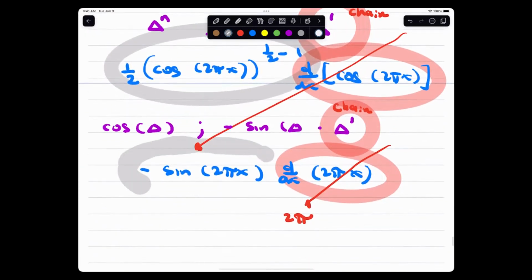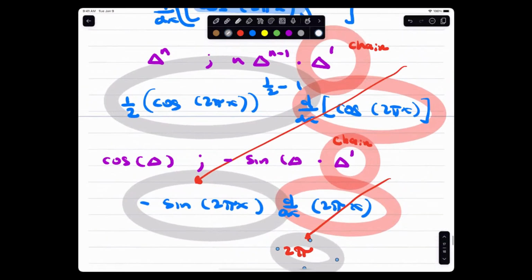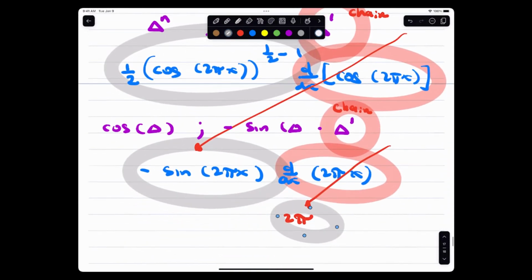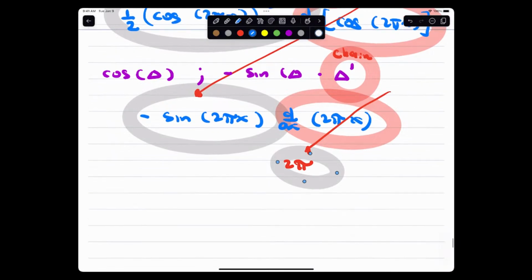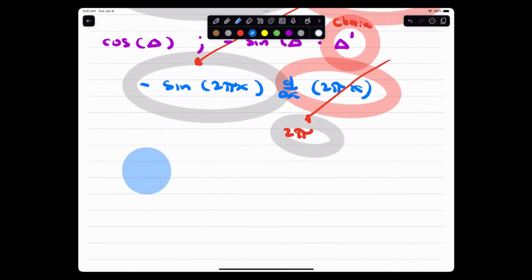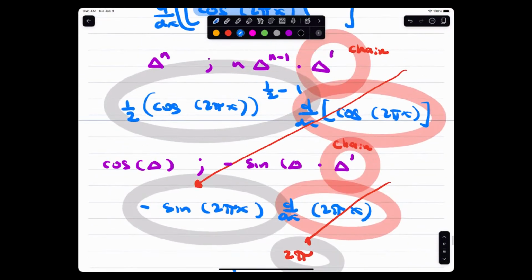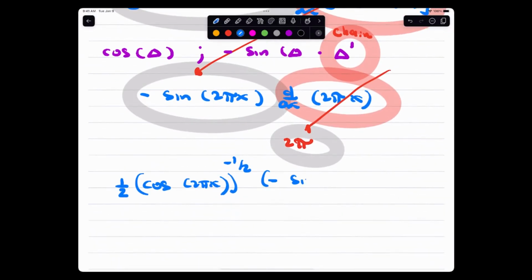Okay, I have this component, not to forget, and then I have this component. Double check, take a look, get a good look. Let's not forget the gray. So that'll be, if I write it down, 1/2 cosine 2 pi x, that whole thing to the minus 1/2 power, times negative sine 2 pi x times 2 pi.